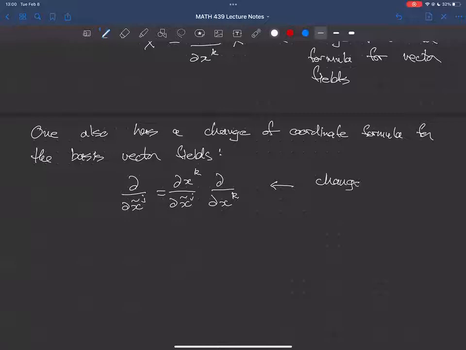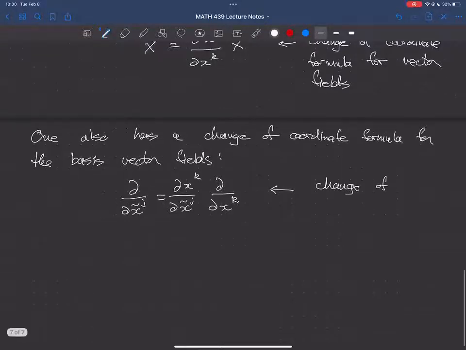Okay, so this is the change of coordinate formula for basis vector fields.